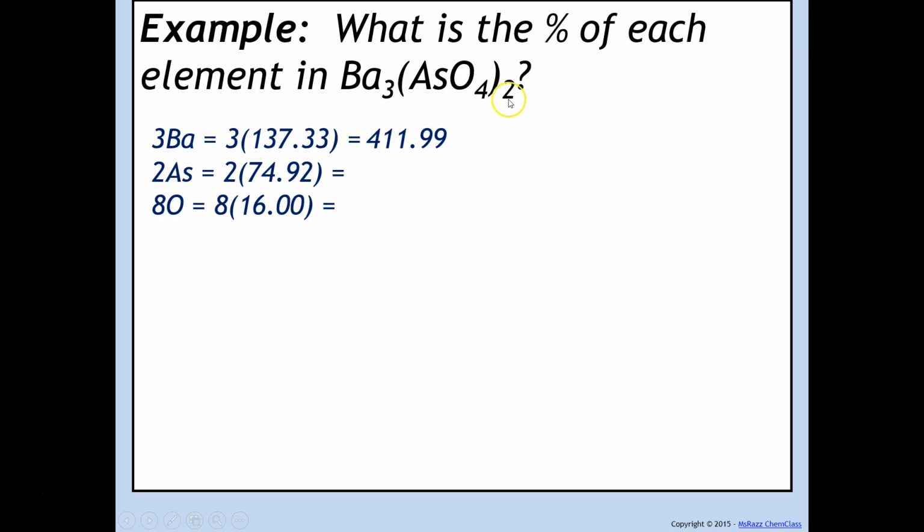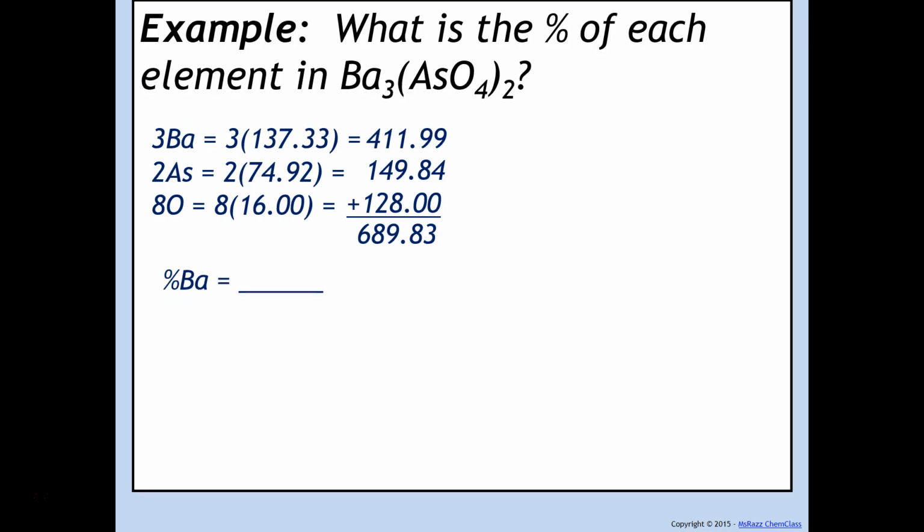For the arsenic, you will have to multiply the arsenic times 2. It's kind of like the distributive property in math class. This 2 goes to both the arsenic and it goes to the oxygen. And when I say goes to, that means that you have to multiply the 2. So that's why for arsenic, I'm going to have to multiply the mass by 2. And then for oxygen, 2 times 4 is 8, and so that's why it'll be 128. And then the last step to calculate the mass of the compound is you'll have to add them together.